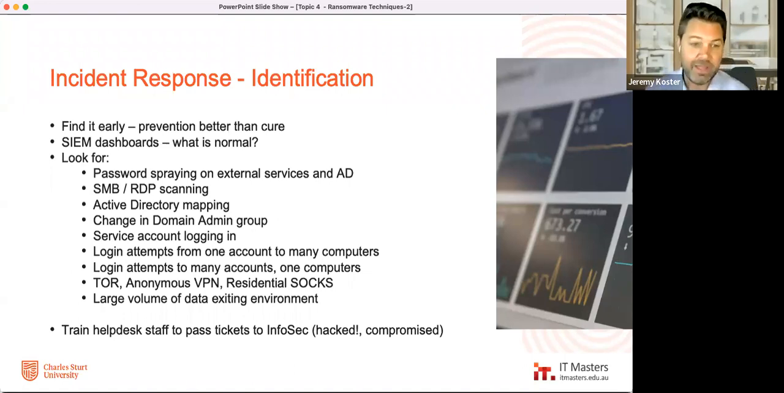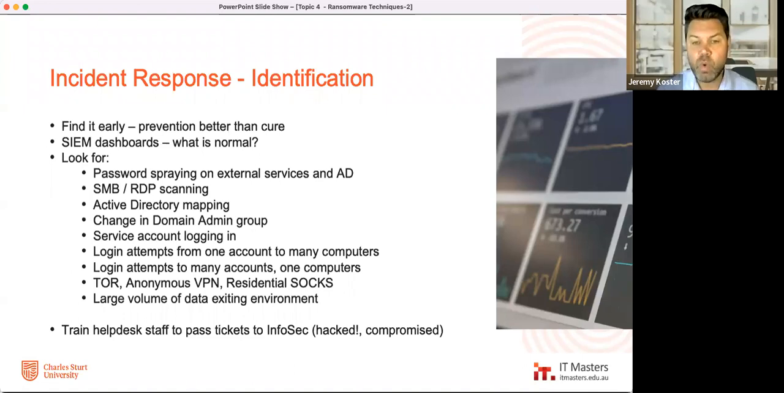Then there's service account logging in, something that no one should really use as an interactive login. If that is logging in interactively, like through RDP or through some other form in an area it shouldn't be, you should be having that identified, like someone logging in on a workstation with that.